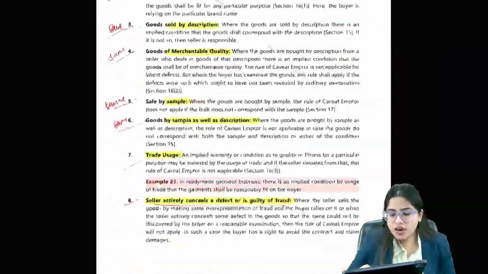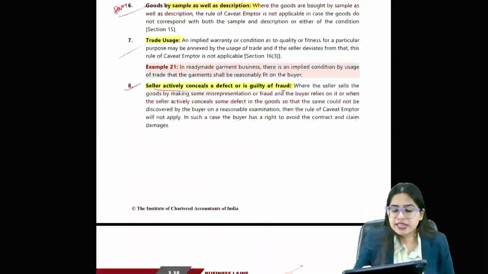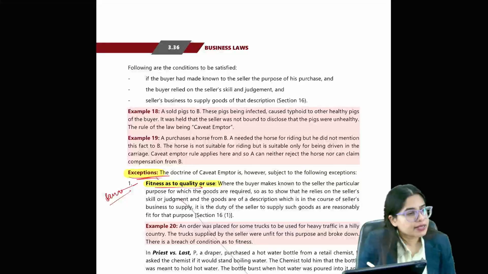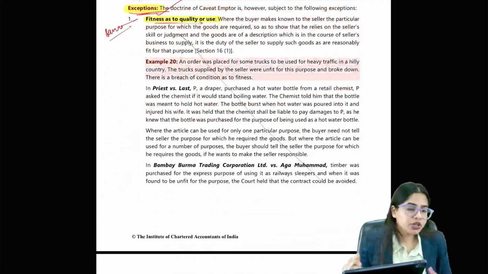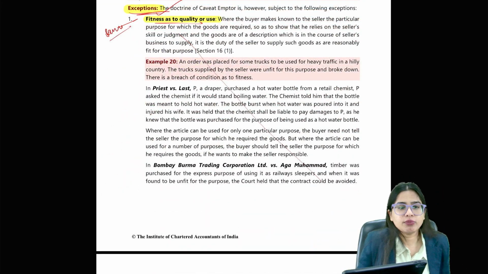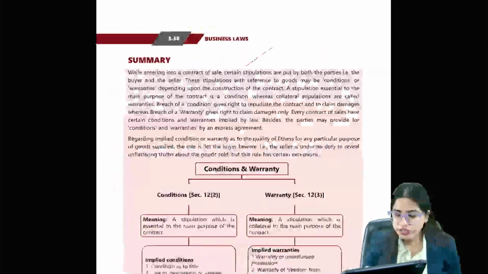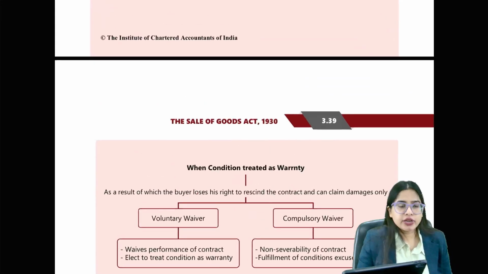And with this we are done with this particular lesson, guys. The last topic, exceptions to caveat emptor, you don't need to do again. You can study it from the implied conditions also, which we have already done. With this we have finished unit number 2.